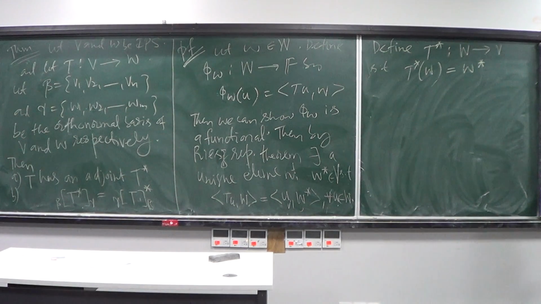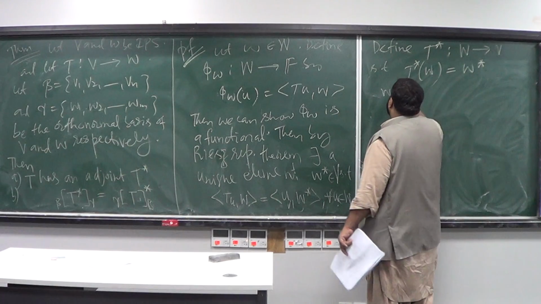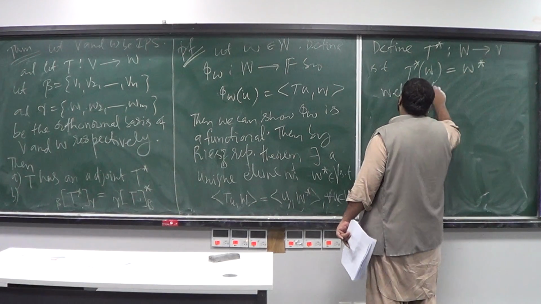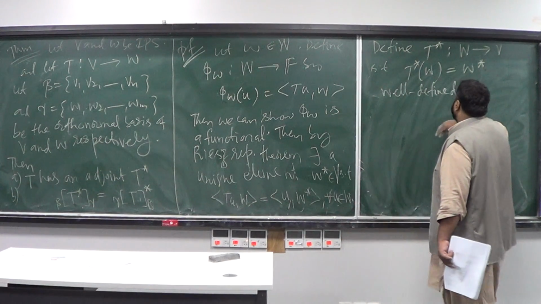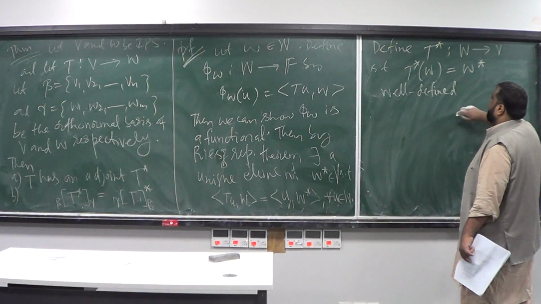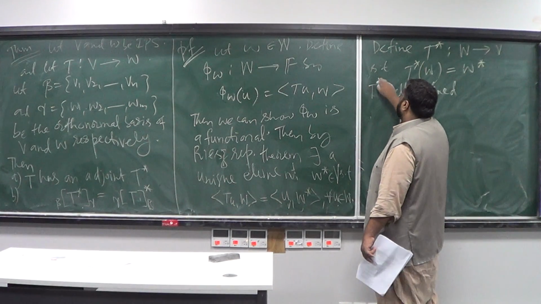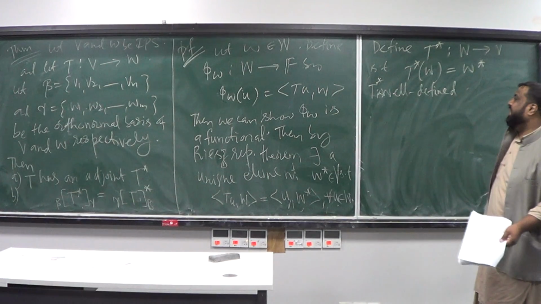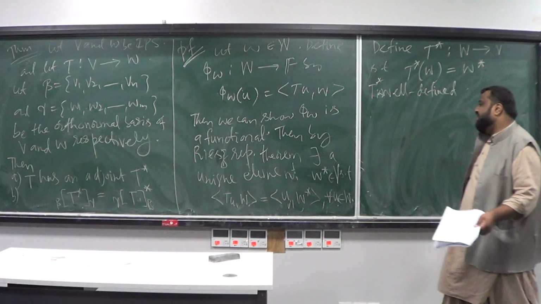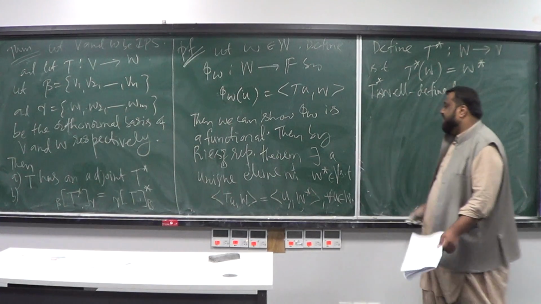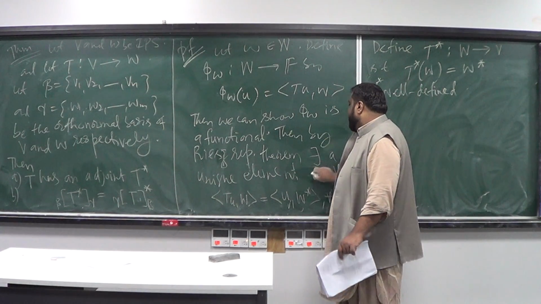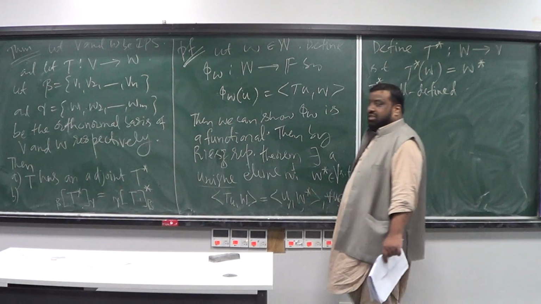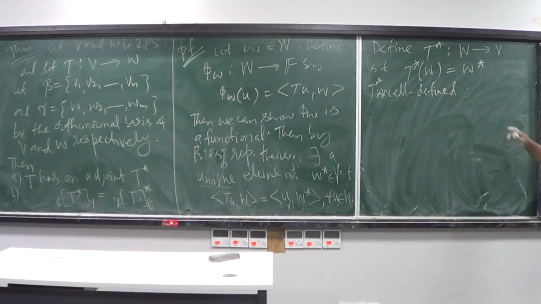Okay, then this map is well defined. Maybe this is a good exercise to prove that this T star is well defined. I mean, it is already well defined, it's not difficult to see, because for every W there exists a unique output. So the map should be well defined. It's not difficult to check.